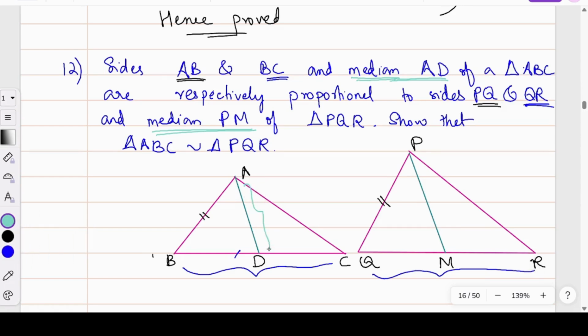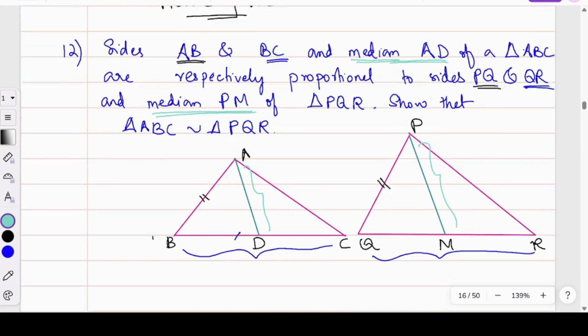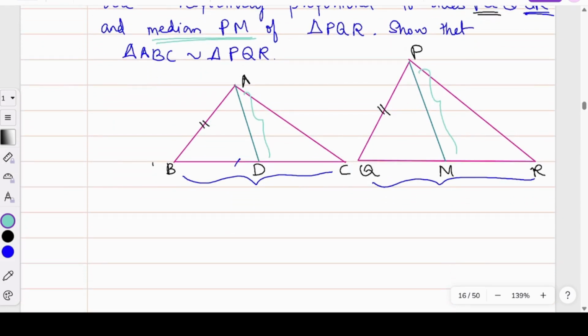Median AD is proportional to median PM. What do you mean by a median? A median is a line segment drawn from a vertex to the midpoint of the opposite side. Here the line segment starts from A and joins the midpoint of BC, that is D. D is the midpoint of BC.